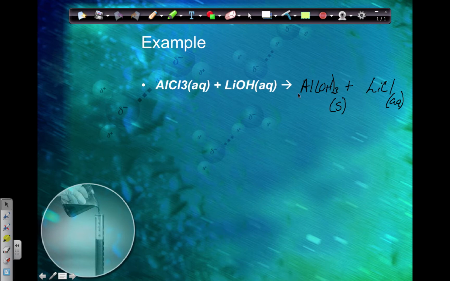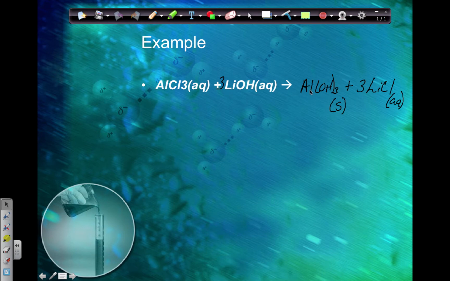Let me make sure I'm balanced. I have 3 chlorines, so I'm going to put a 3 there. 3 hydroxides, that fixes it. All right, so this is my balanced equation. Okay, I can do this 2 different ways. I can make the ionic equation, or I can just focus on my solid product. Now that I've balanced it, I can do that. So I'm going to show you the shortcut, and then I will show you the long way, and then you can decide which way you like.